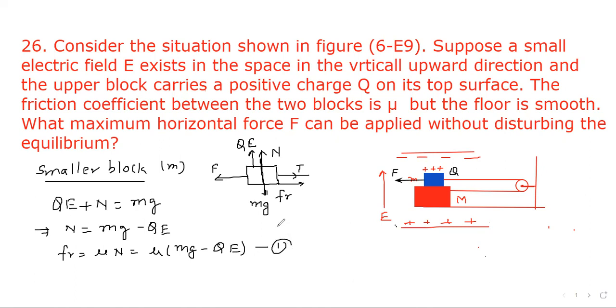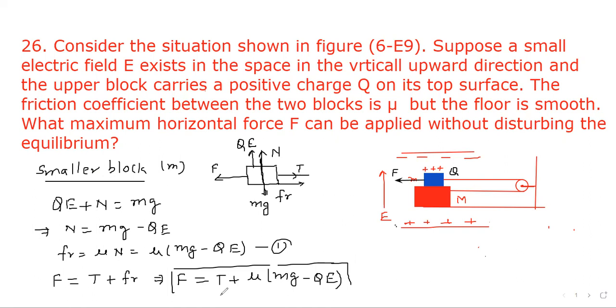equation number 1. Now, forces in horizontal direction. So applied force must be equal to tension plus frictional force. That is F equal to tension plus mu times (mg minus QE).